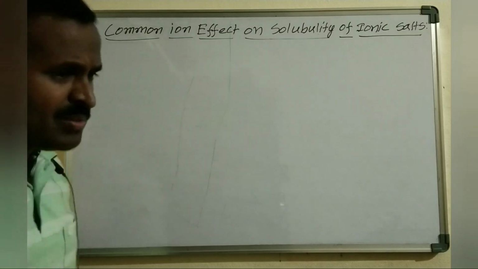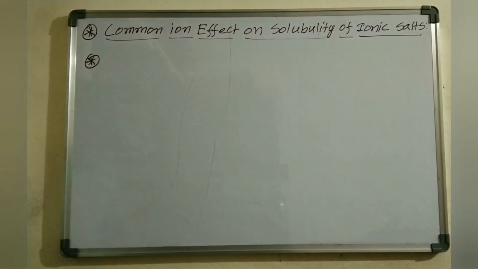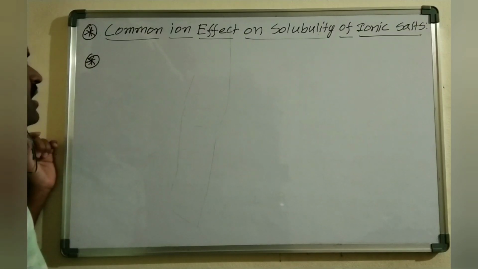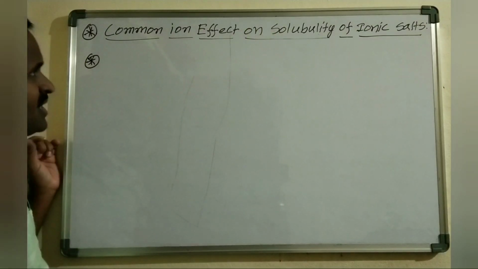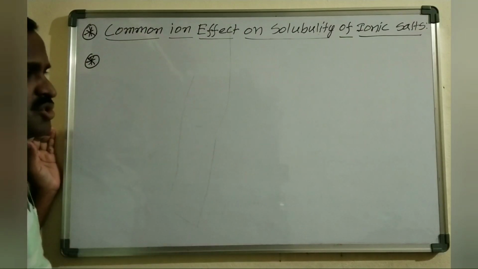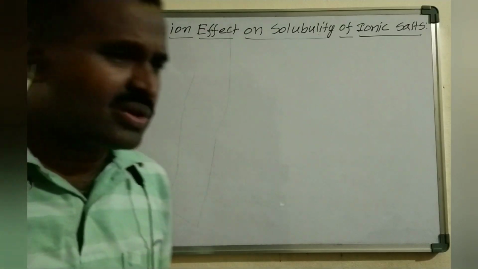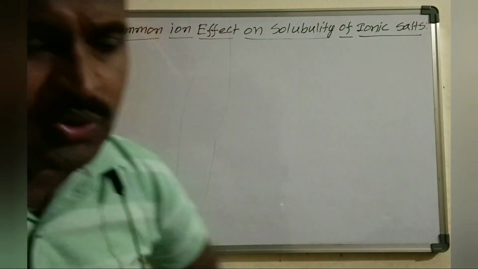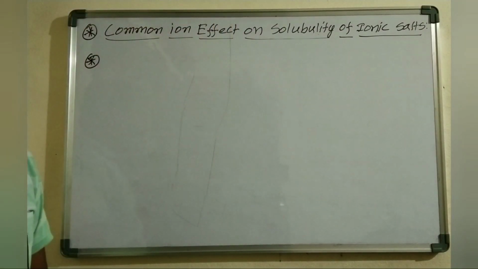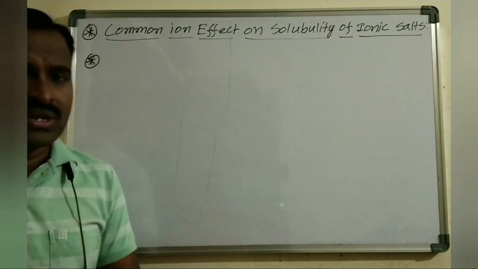Solubility is the maximum amount of a substance that can be dissolved in 100 grams of a solvent or 100 ml of a solvent. This will be discussed mainly for three situations: one is an AB type of electrolyte, another is an AB2 type of electrolyte, and the third is an AB3 type of electrolyte. These are sparingly soluble salts.